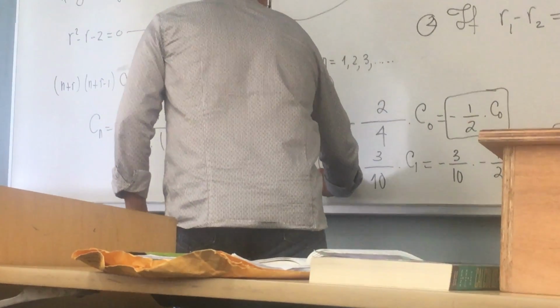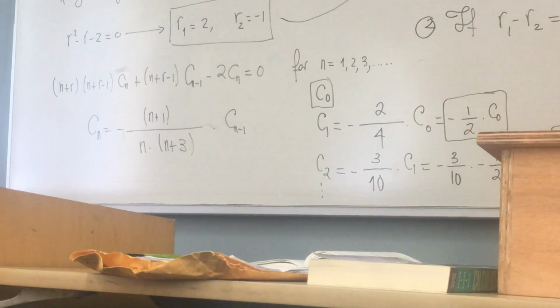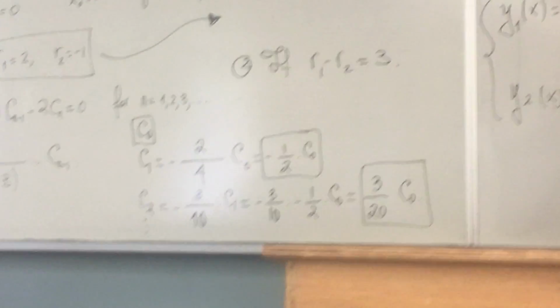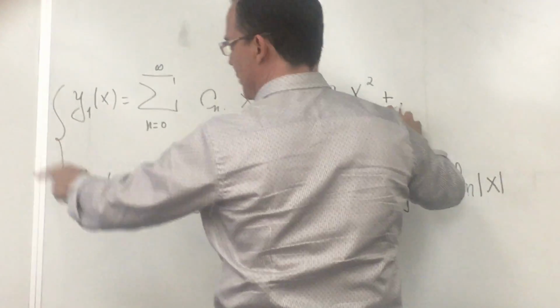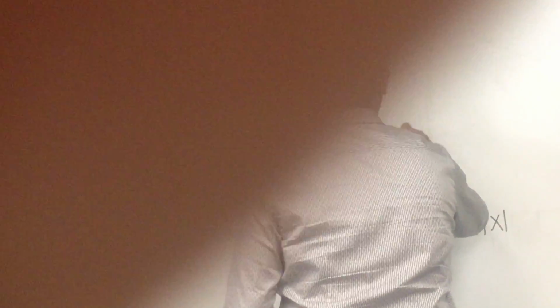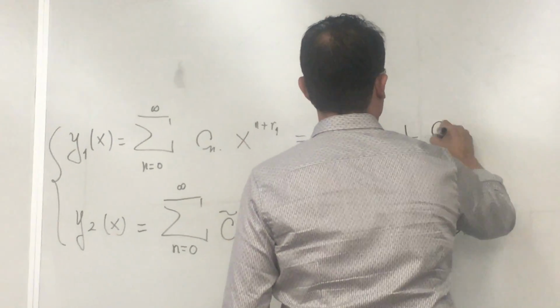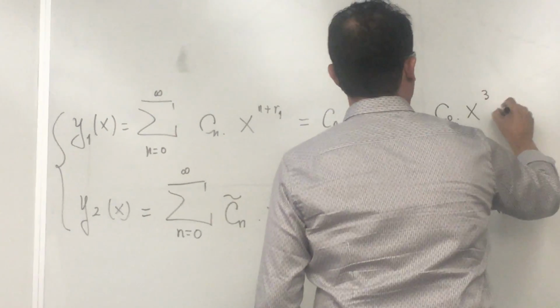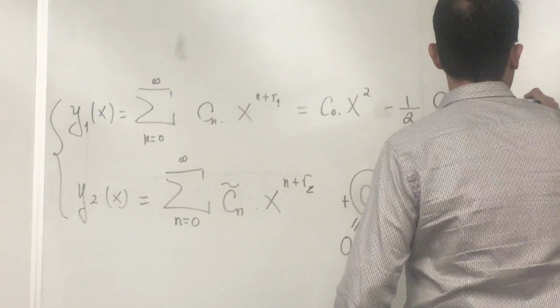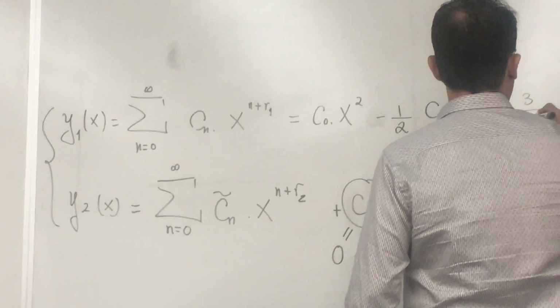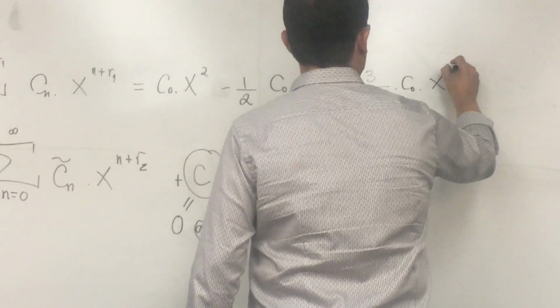And then you can keep on going computing, right? So let me plug those numbers here. You get C0 x to the 0 plus R1, R1 is 2, so times x squared. The next term will be the C1, which is minus 1/2 C0 x cubed. Then plus the C2, which is 3 over 20 C0 x to the 4, etc., right?